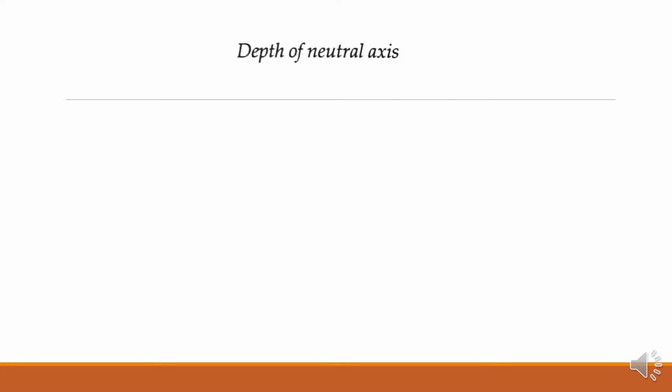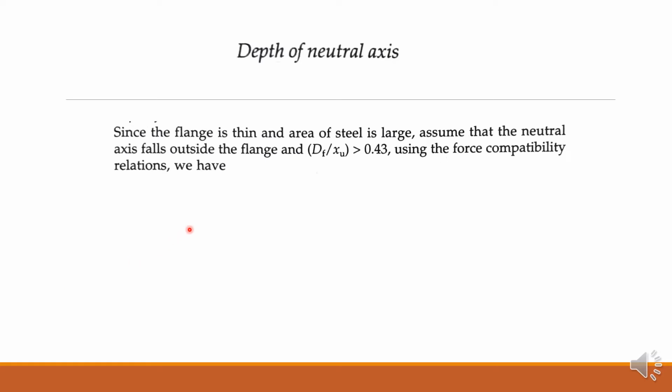First we have to find out the depth of the neutral axis. Since the flange is thin and the area of the steel is large, assume that the neutral axis falls outside the flange of the section. So the first assumption is that the neutral axis lies outside the flange, that is DF by xu is greater than 0.43. So using the compatibility relations, compression is equal to tension, that is C1 plus C2 is equal to T1 plus T2. So C1 plus C2 is equal to T.